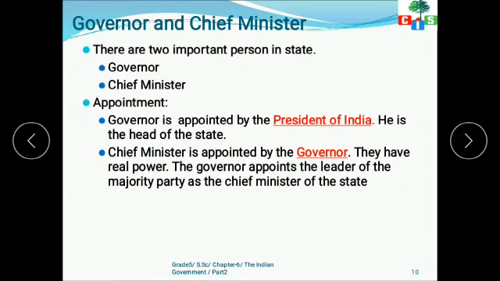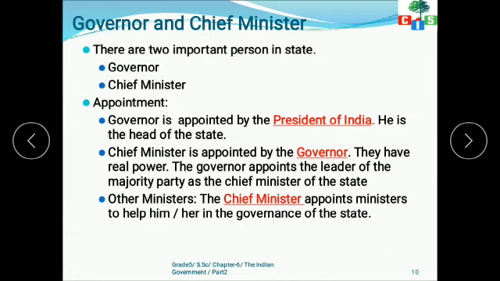Now after that, the chief minister is appointed by the governor. They have real power, and the governor appoints the leader of the majority party as the chief minister of the state. Okay, after that we have other ministers also. And who appoints these other ministers? The chief minister. The chief minister appoints the other ministers, so that they can help in the governance of the state. So these are very important points which you have to remember.